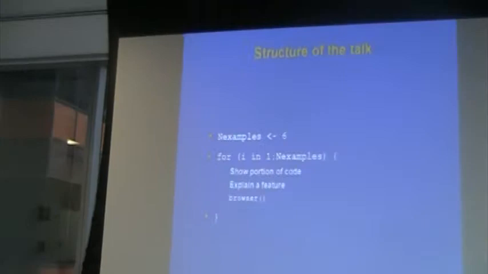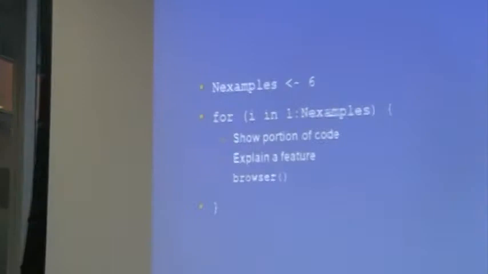So the structure of the talk is we've got six examples, we're going through them. In each case, I'll show you a portion of the code, we'll explain a feature, and then we get to ask questions until somebody says, well, look, let's go on now. So that's the sort of structure.